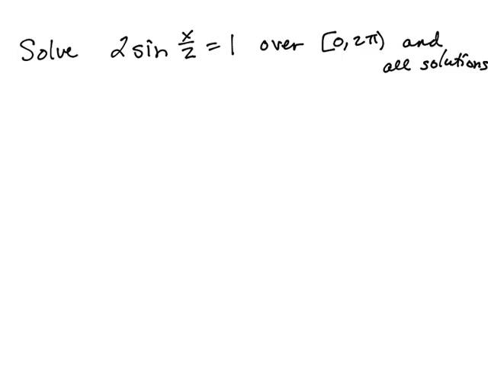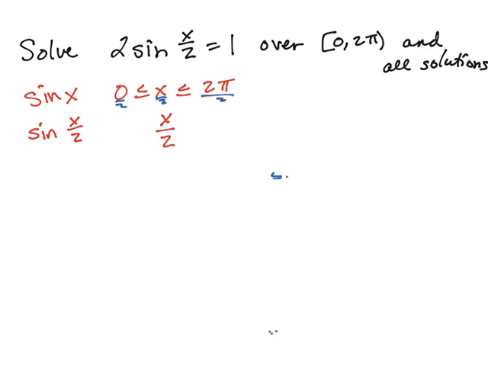So first, before we do anything else, I want to think about the interval of x, 0 to 2 pi. But we are dealing with sine of x over 2. So if we think about x over 2, how did we get there? Well, we divide by 2. So that means we divide everything by 2. So I'm going to end up with 0 less than or equal to x over 2 less than or equal to pi. So we are really just dealing with 0 to pi.